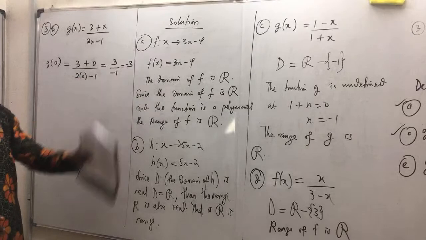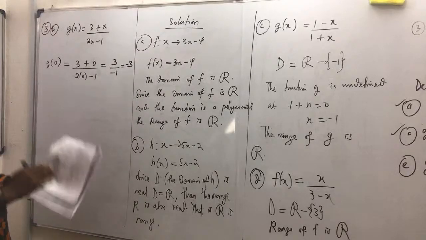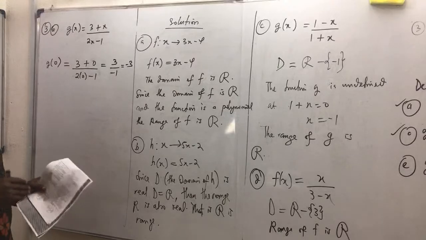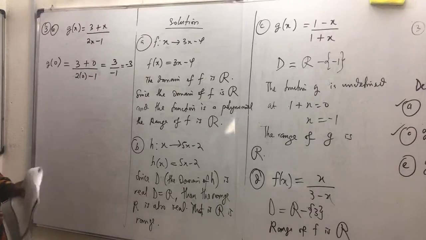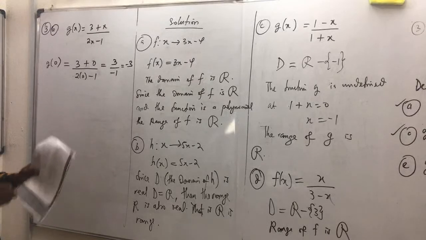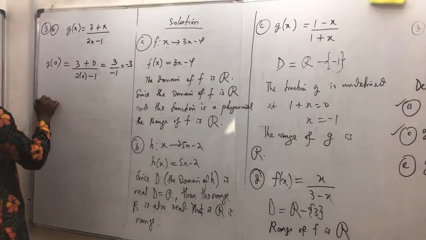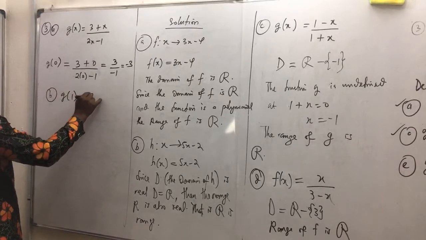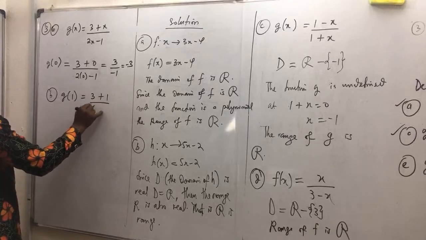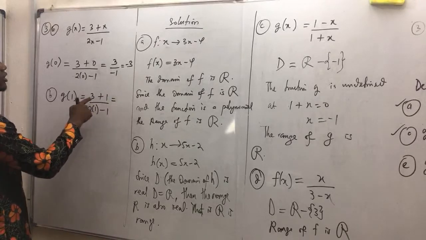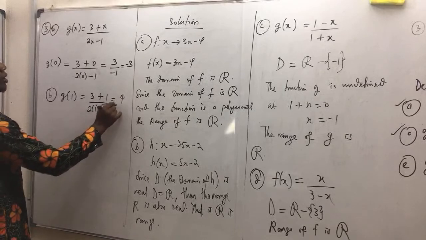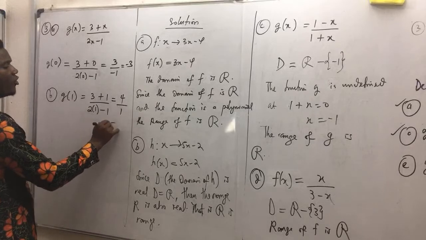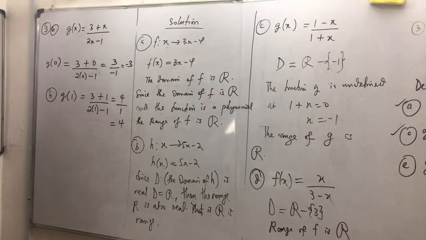It is that fast, it is that simple. When you are asked a question like that, giving g(x) equals (3 + x) / (2x - 1), and you are asked to find the value at a given point, all you have to do is substitute that value into the function and simplify. So let's go to B. g(1) is equal to (3 + 1) / (2 times 1 - 1). That gives us 4 in our numerator, all over 2 times 1 is 2, 2 minus 1 is 1. And 4 over 1 is 4.